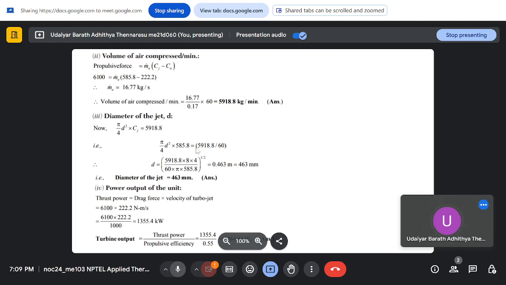So substituting that, I have to convert this volume flow rate into meter cube per second. This unit is around 5918.8 meter cube per minute, so divide by 60. So d becomes 5918.8 into 4 divided by 60 into pi into the velocity 585.8, raised to the power half. This comes out to be 0.463 meter or 463 millimeter. So the diameter of the jet is 463 millimeter.